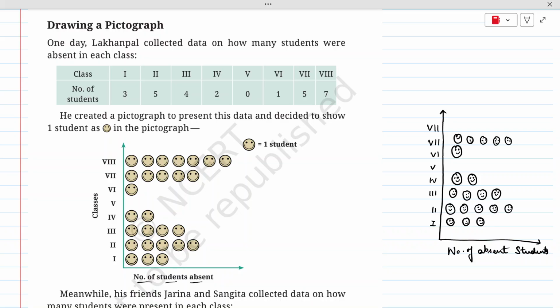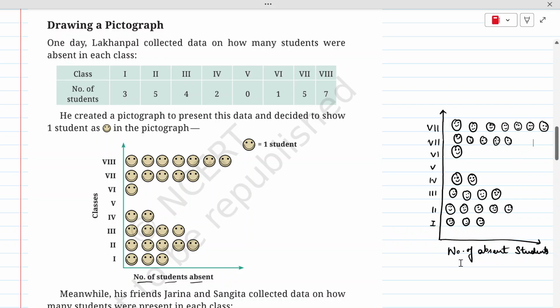Alright, for class 6th. Now coming to class 7, 7 students. 1, 2, 3, 4, 5, 6, and 7. So 7 students were absent. So we are making 7 smileys. That is 1 student per smiley. Alright. So this is what we have drawn. I hope this is clear.